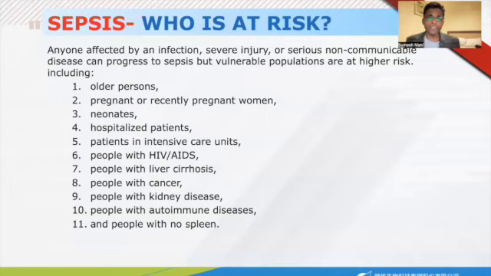Who is at risk? Actually anyone affected by an infection with severe injury can be at high risk of getting sepsis. Older persons, pregnant women, children, small babies, hospitalized patients, especially in the ICU, and those with other immune diseases, all of these.